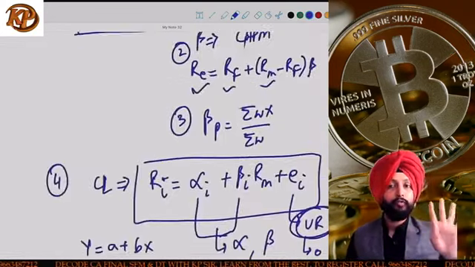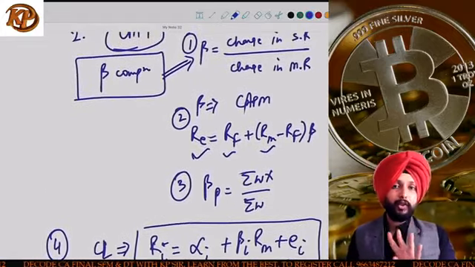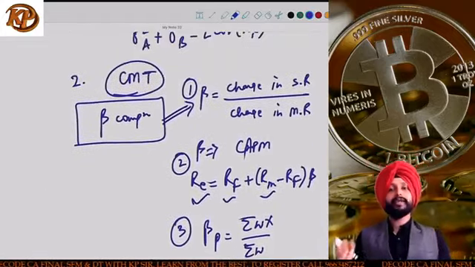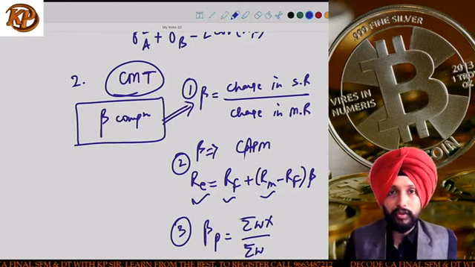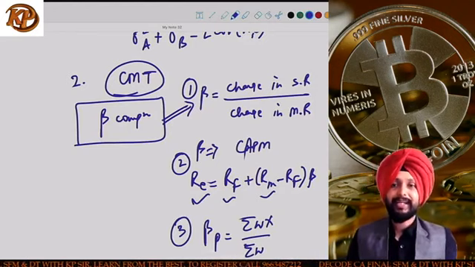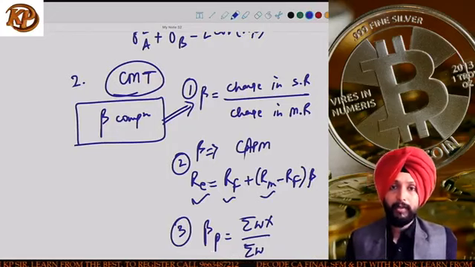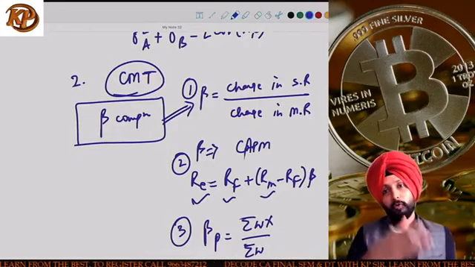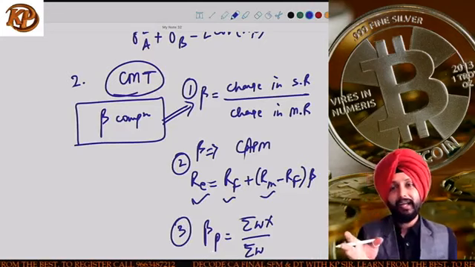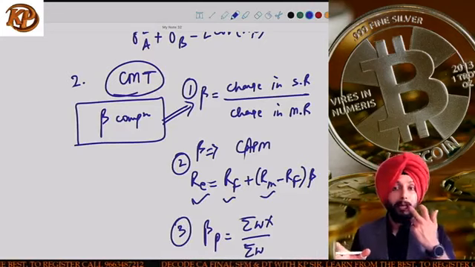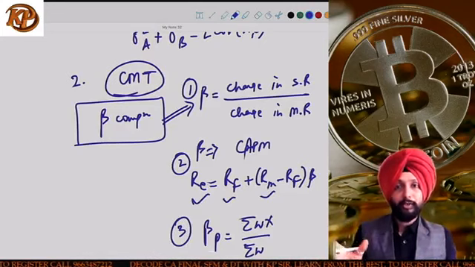So there are a total of 4 formulas which we have learned for calculation of beta. First is, if only 2 period data is given, just calculate beta as change in stock return divided by change in market return. Second, they might give you information about RF, RM. In that case, you use CAPM to calculate beta. Key in the information about return from the stock, that is RE. RF is the risk-free rate. RM is the return from the market. Key in that information and then calculate beta.